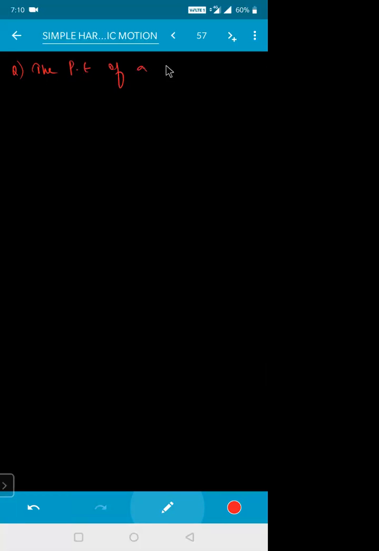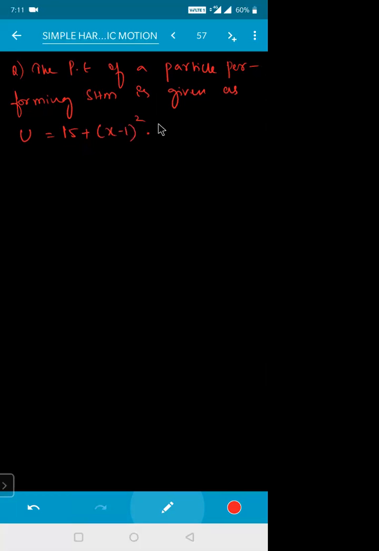The potential energy of a particle performing SHM is given as U equals 15 plus (x minus 1) whole square.